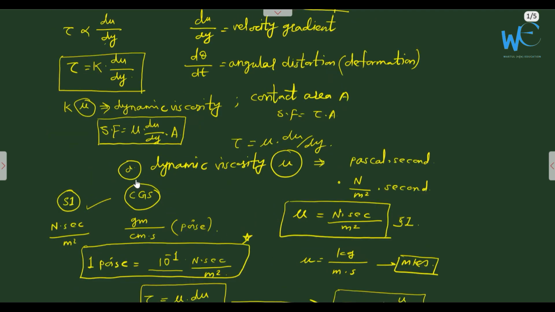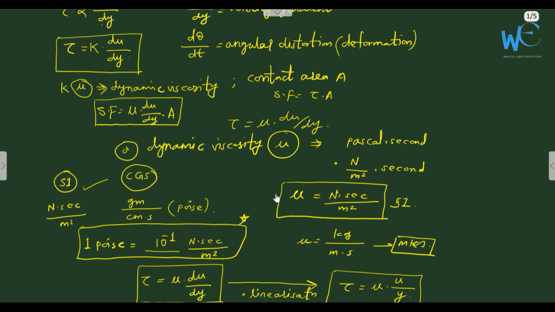So let's further discuss dynamic viscosity. Dynamic viscosity has its unit, which is known as Pascal second. Pascal is nothing but Newton per meter square, so you can call it Newton second per meter square, which I wrote here already. Newton is mentioned, so it is an SI unit.